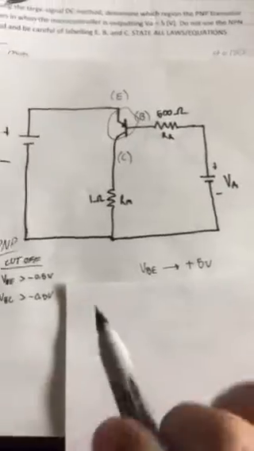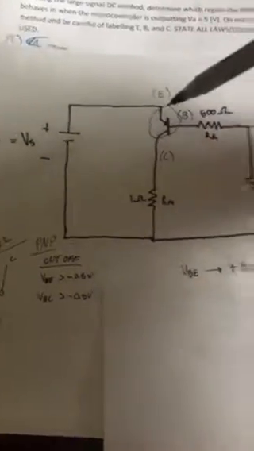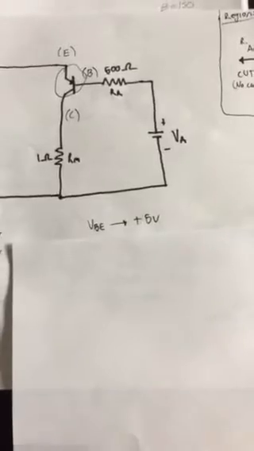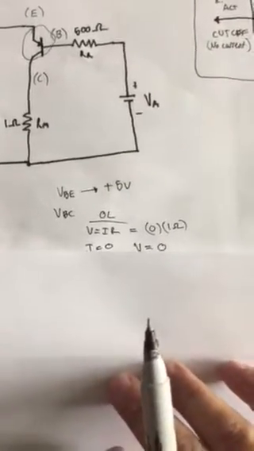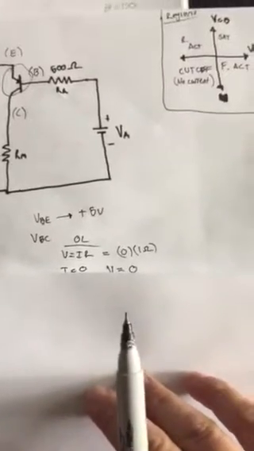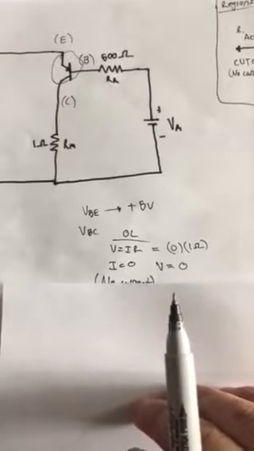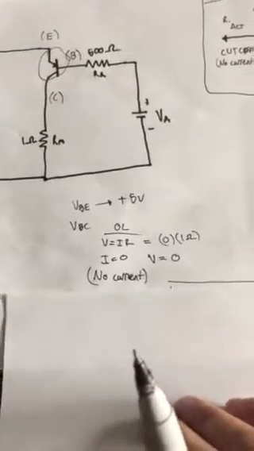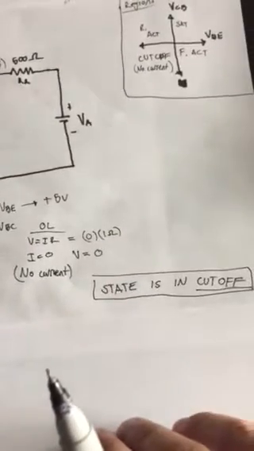So for our VBE, we can see that our 5 volts is coming in from Vs right here, so we have 5 volts for VBE. And then for our VBC, we use handy dandy Ohm's law, where our current there is equal to 0, so therefore our voltage would be 0. Therefore, we'd have no current because we assumed cutoff, and our state is in cutoff.